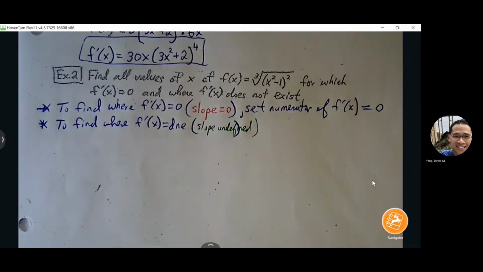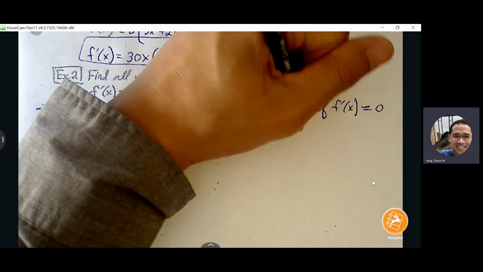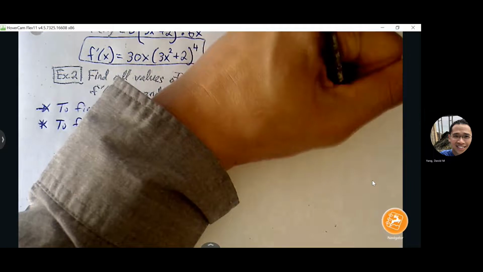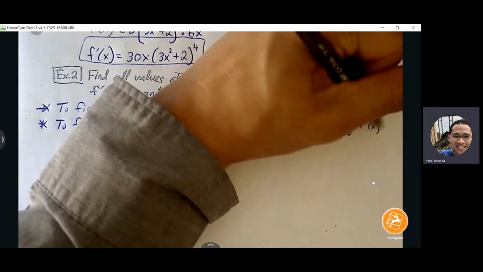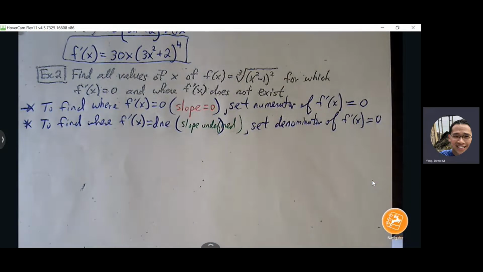Okay. Then we set the denominator of the derivative equal to 0. I mean, if there is one, right? Not every derivative is going to have a denominator, but if there is a denominator with variables in it, that's where we would look to seek out the place where the graph does not have a slope defined. So in other words, a sharp turn, a sharp point.